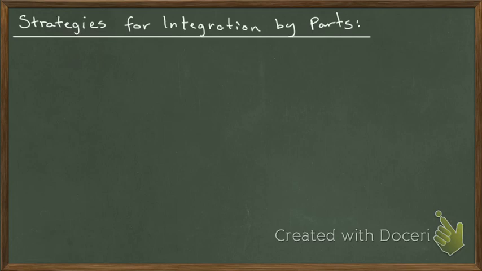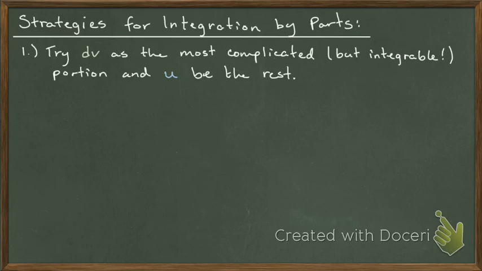Strategies for integration by parts. Number 1 here, what I want to try to do is we often try dv as the most complicated but integrable portion and let u be the rest. Okay, remember that choosing a dv means that we have to integrate it to get to v. And that can be tricky, but also it needs to be possible. If it's not possible with usually one of those basic formulas, then you probably got things set up maybe backwards. So that's one of the first strategies we try to use.